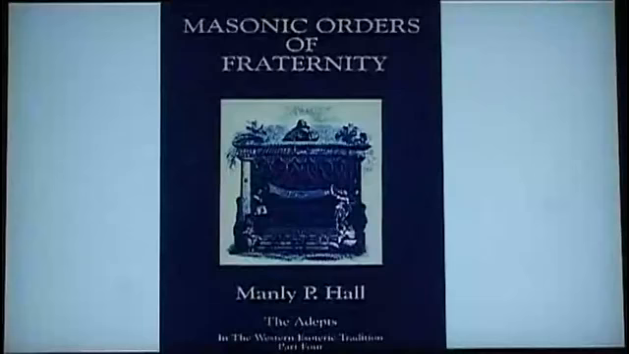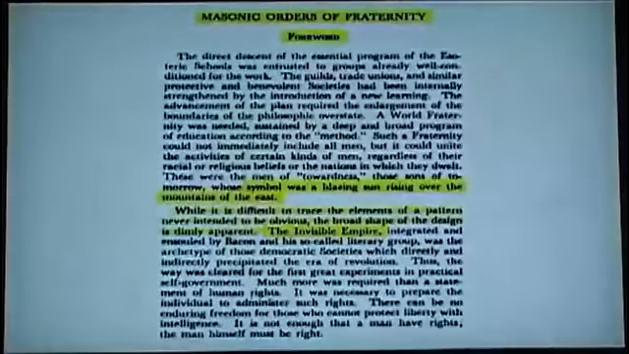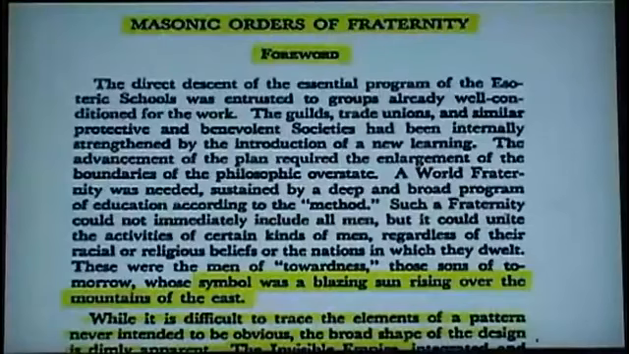A very interesting, very important quote from Manly P. Hall, the great Masonic philosopher and writer, a brilliant man. In his book Masonic Orders of Fraternity, he says this: the direct descent of the essential program of the esoteric schools was entrusted to groups already well conditioned for the work. The guilds, trade unions, and similar protective and benevolent societies have been internally strengthened by the introduction of a new learning. The advancement of the plan required the enlargement of the boundaries of the philosophic empire. A world fraternity was needed, sustained by a deep and broad program of education according to the method.